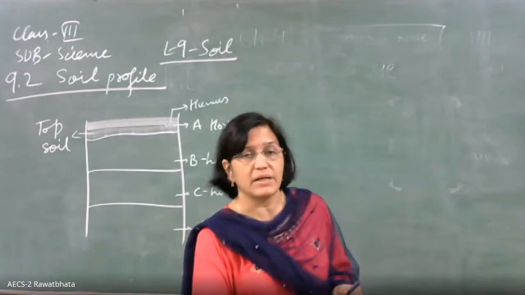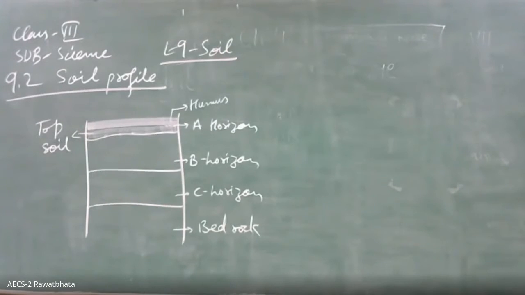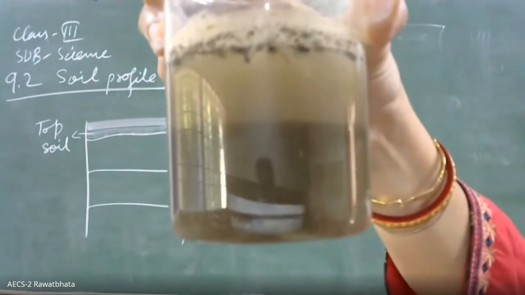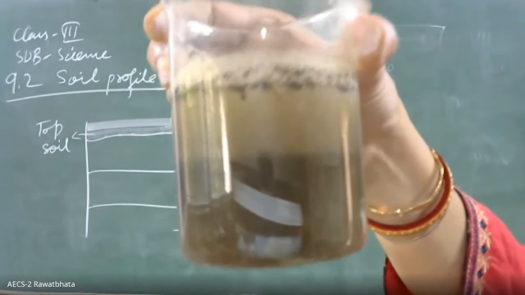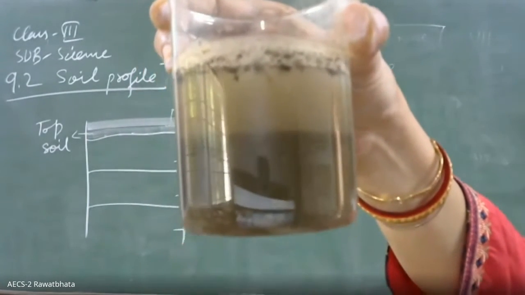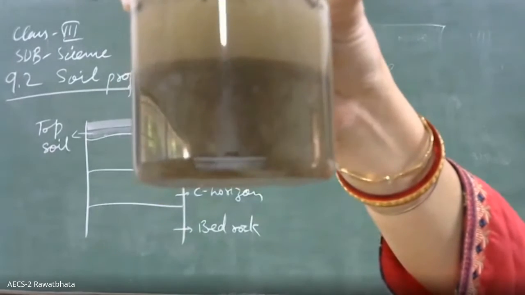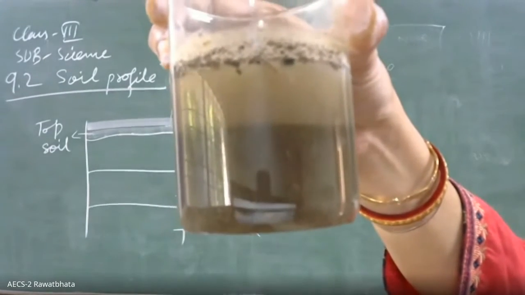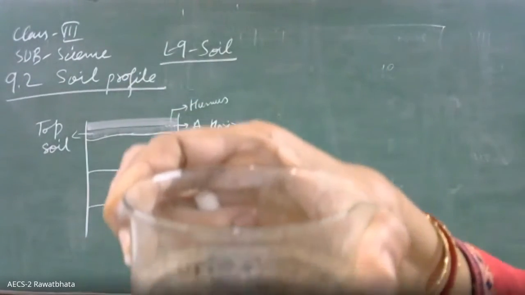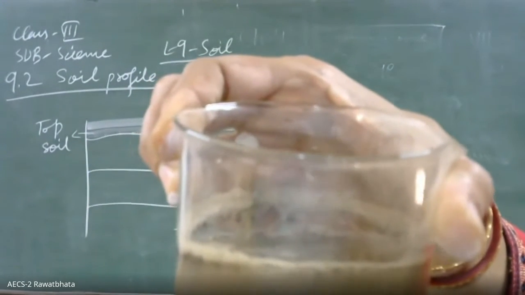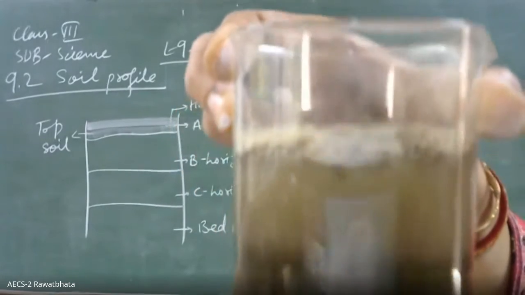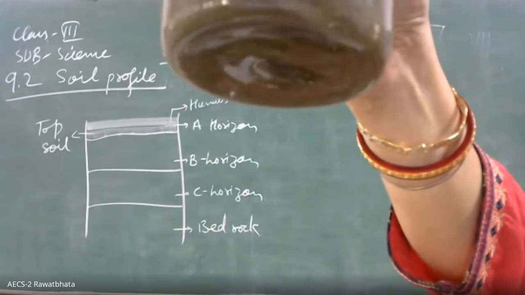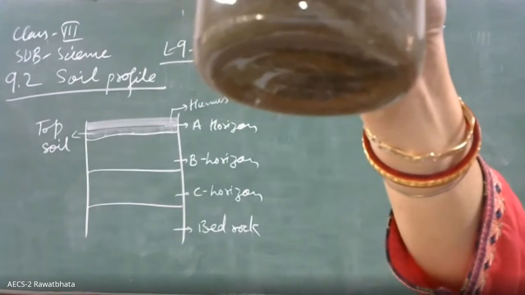And how can I do this activity at home? Like this beaker I have kept. Let's have a closer look at this one. Can you see the layers here? I have actually put some soil in this from the garden itself. The color of the soil is almost near to black. Fertile soil it is. On the surface of the water, if you see, there are some parts of the plant, grass mainly, right? And the bottom part of it has bigger particles, stone, grit.